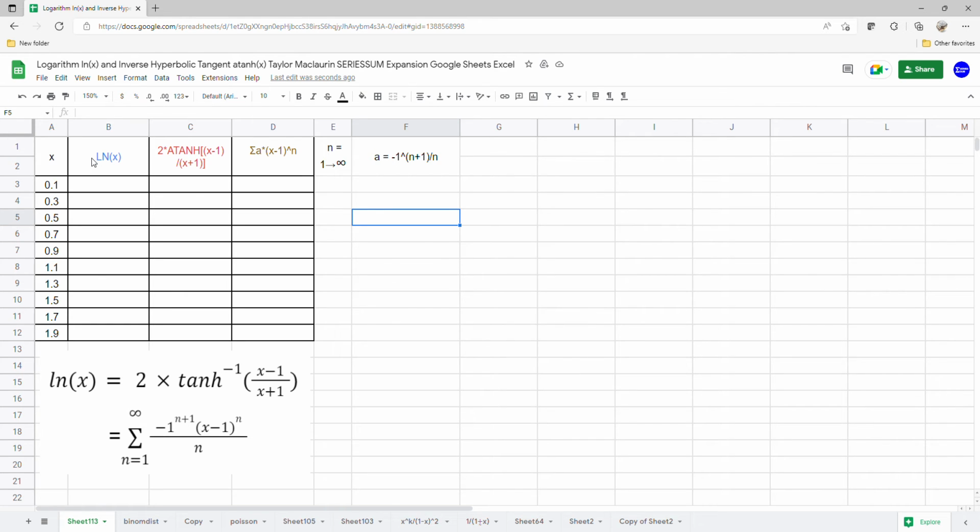The logarithmic function ln of x is equal to 2 times the inverse hyperbolic tangent of (x minus 1) over (x plus 1). We'll generate the data set of these functions from 0.1 to 1.9, and we generate also the Taylor series expansion.